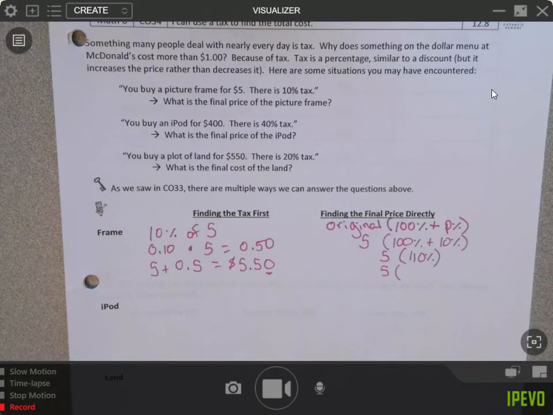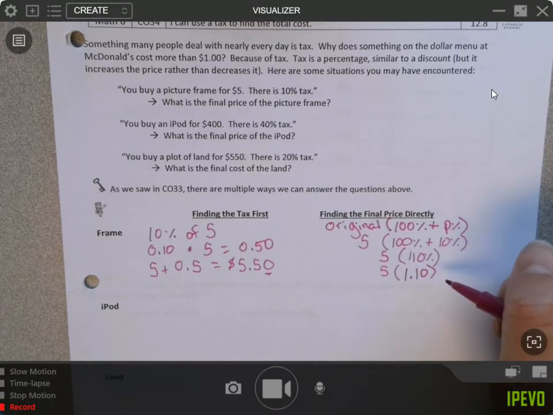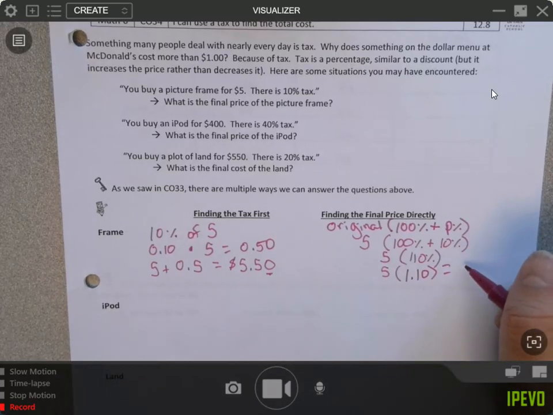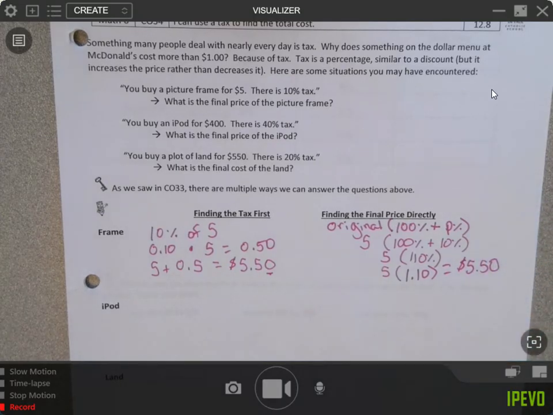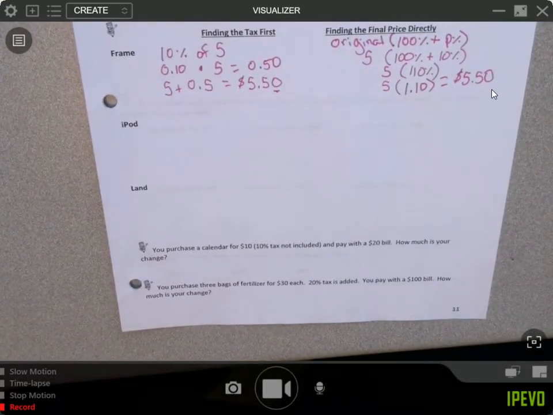Okay, so how do we do 110% as a decimal, Sarah? 1.10. So what is 5 times 1.10? Aiden? 5.5. And remember, when we're dealing with money, we're going to make that a 0.50. So it's 50 cents. $5.50.